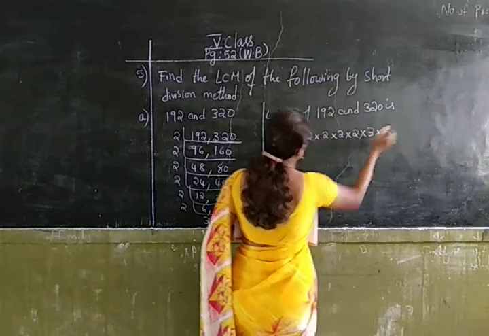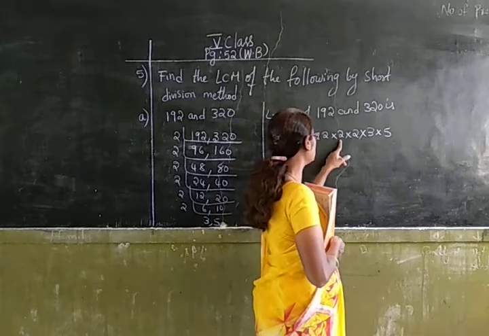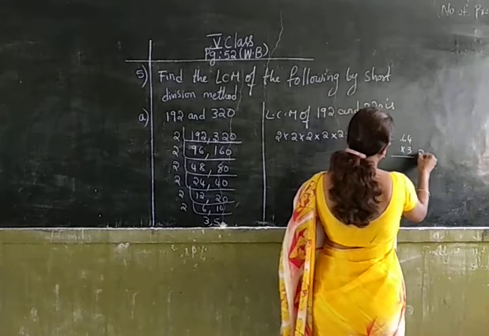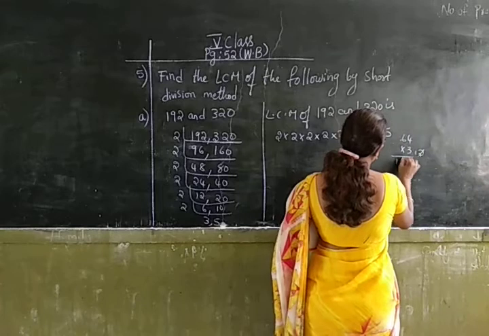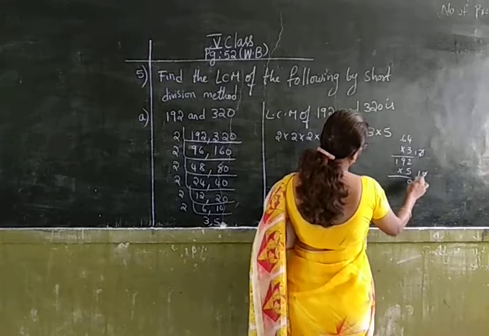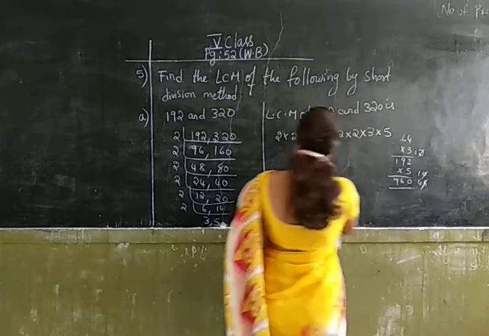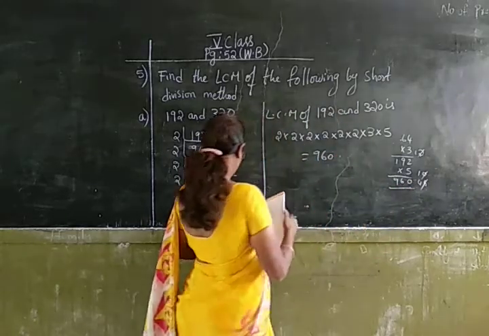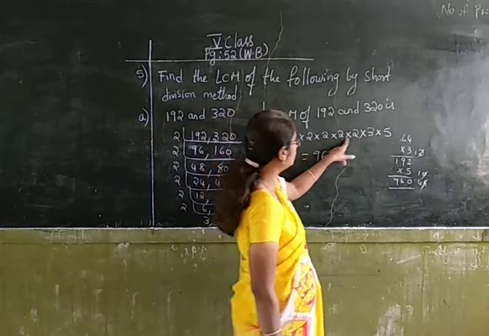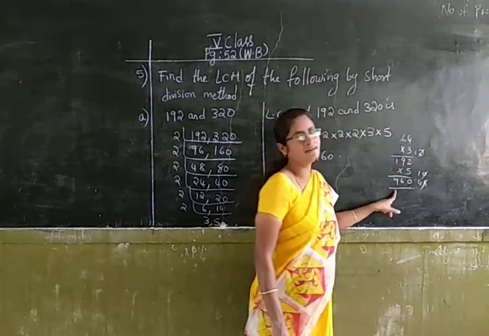Okay children, 2 2's are 4, 4 2's are 8, 8 2's are 16, 16 2's are 32, 32 2's are 64, 64 3's are 192, 192 5's are 960. So the LCM is 960.